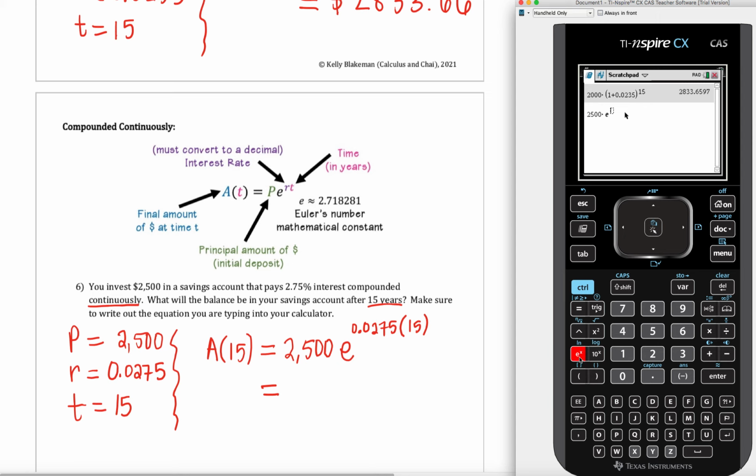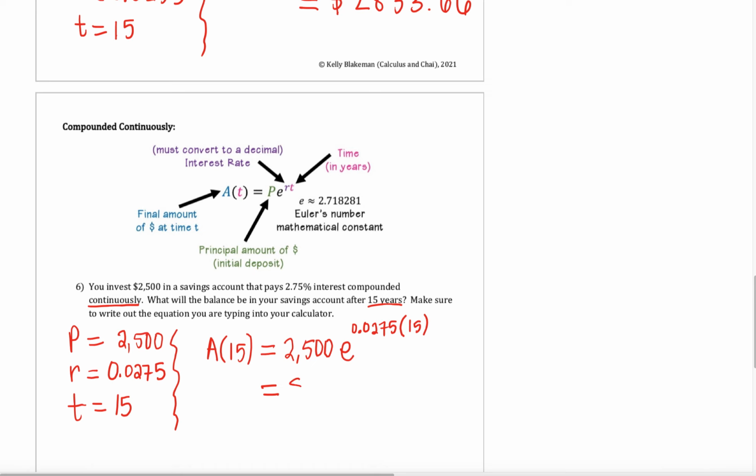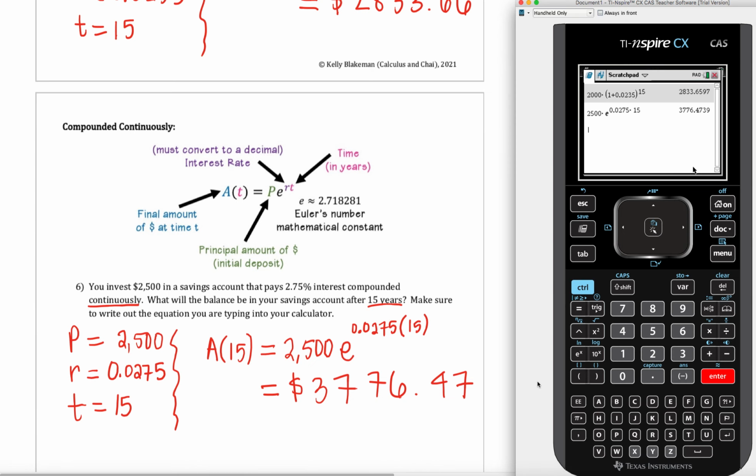It automatically made the exponent on it, so I'm going to type in 0.0275 times 15, and all of that is up there in the exponent. If I click enter, we find out that that is equal to $3,776.47 if we round, since that would not be rounded up. So from here we can go ahead and write that down, and our amount of money after 15 years would be $3,776.47, I believe. Let's just double check that with the calculator.